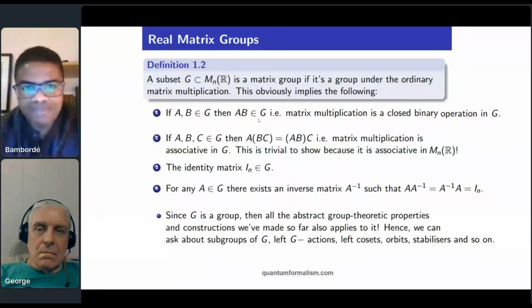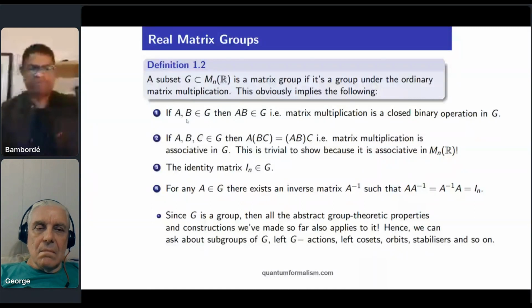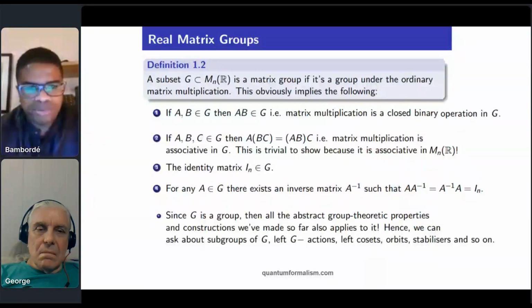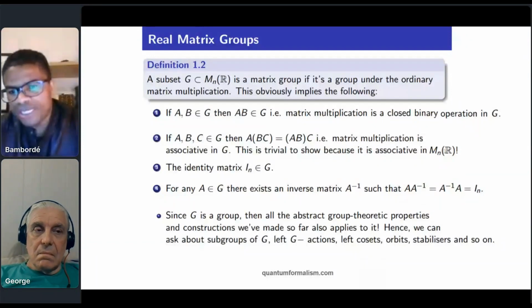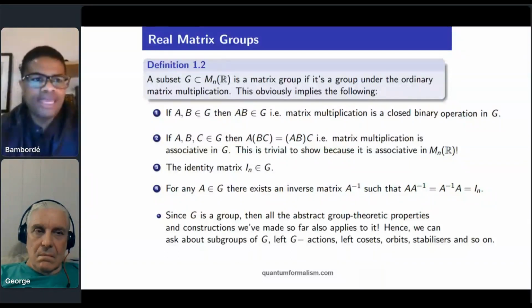Obviously, this means first of all that if it's a group, it has a binary operation. The multiplication is then a binary operation on it, so it's closed, right? It's a closed binary operation. So if you have two elements of the group, A, B in G, then their product is also in G. Also, if it's a group, it obeys associativity. This is trivial to show because we know that the operation in Mn of R is associative.